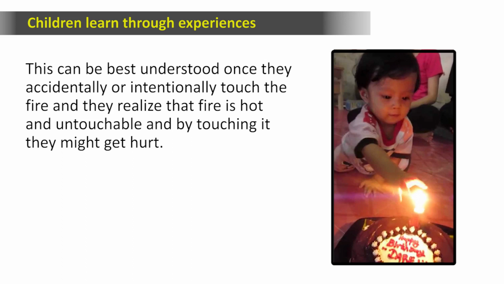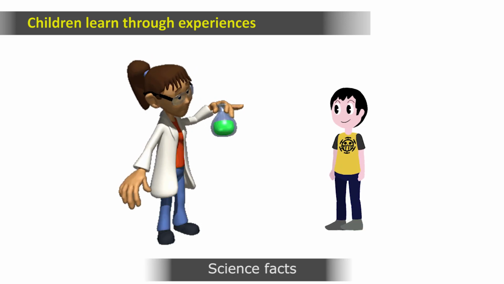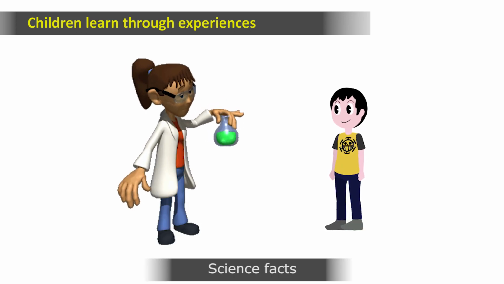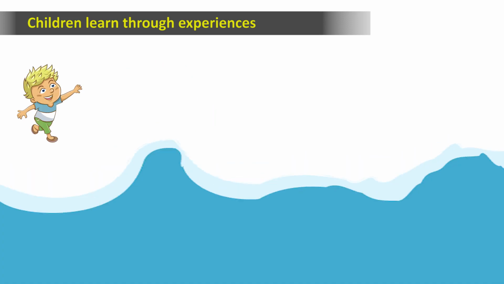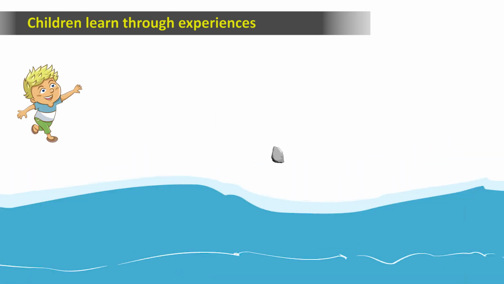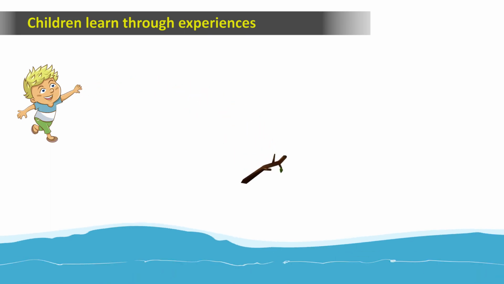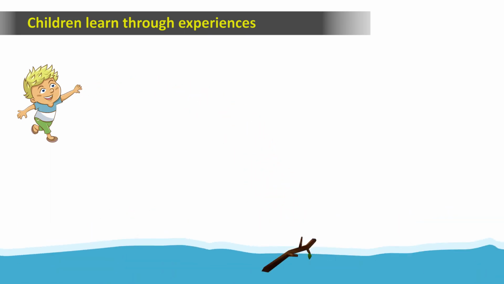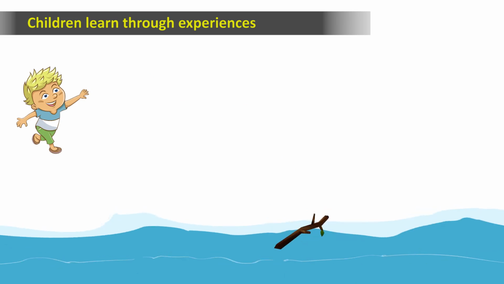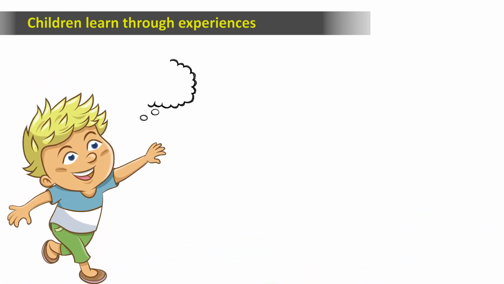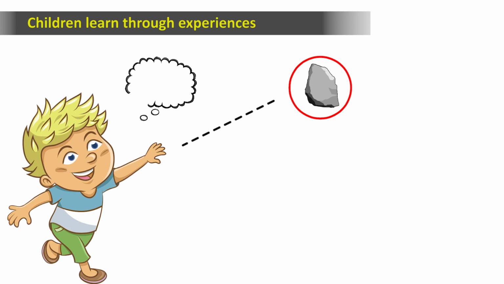In a similar way, science facts can easily be explained and learned through play activities. For example, when a child throws a stone into water and sees it sinking to the bottom, and then throws another object which is light in weight, say a stick, and sees it floating, they realize that there is some concept behind it which is making some objects sink in water and some objects float.